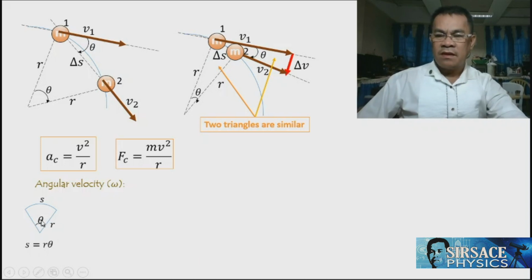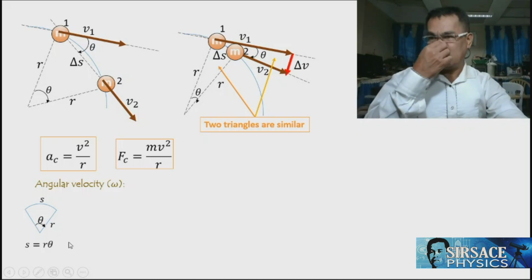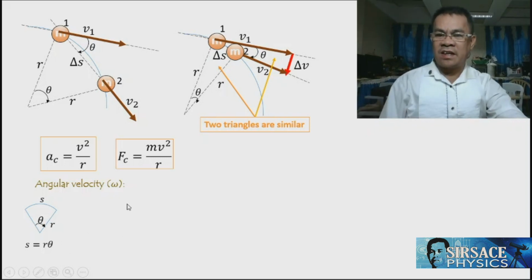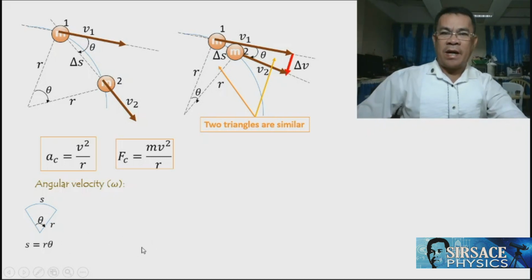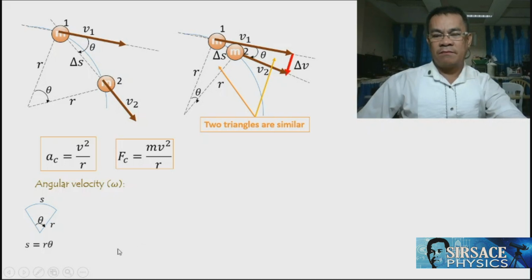If this is in degrees, then convert it to radians. Now remember, 180 degrees is pi radians, because 360 is 2 pi radians. So you can convert that to radians. Therefore, we will use this, which means this is the radian measure.